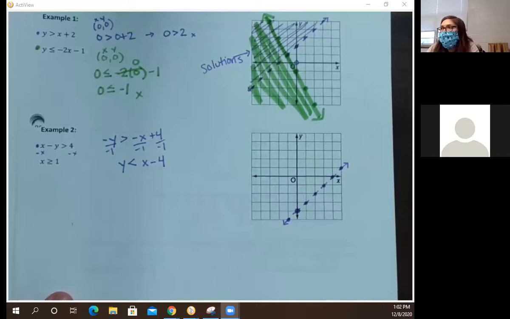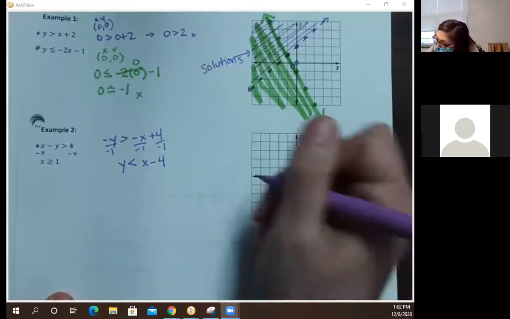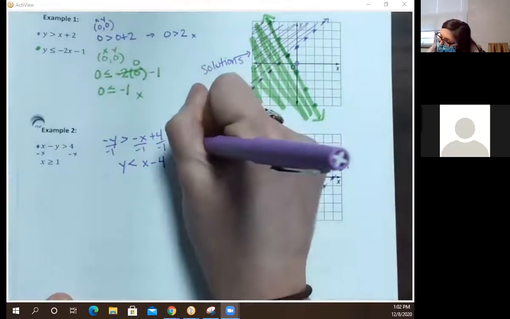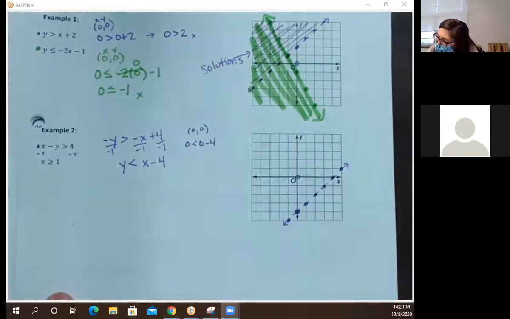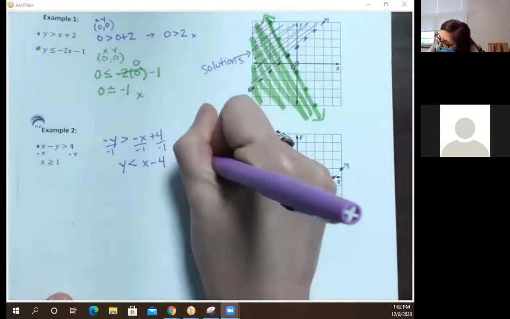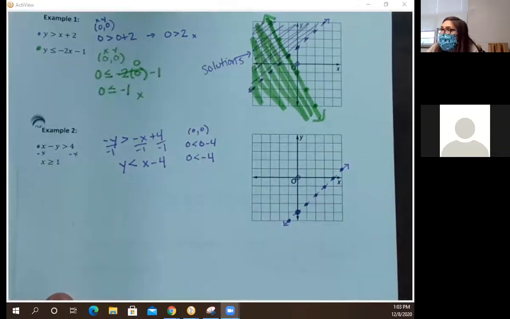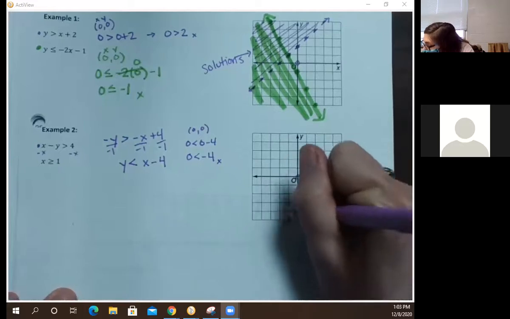My last step here is to decide where to shade. So again, I'm going to pick that test point, and I'm going to pick 0, 0 again because it's not on the line. So 0 is less than 0 minus 4. So 0 is less than -4. Is that true? No. That means I want to shade on the other side. So down here.